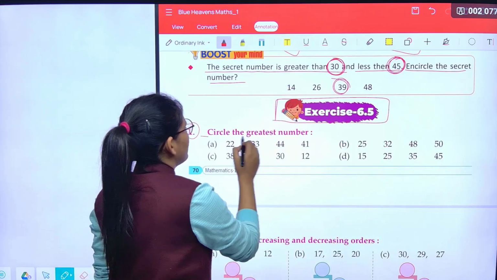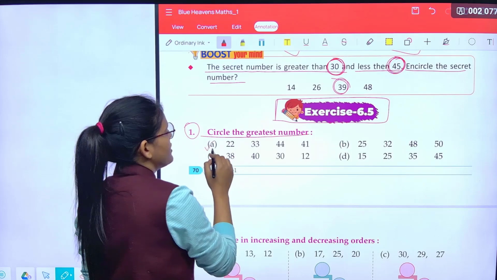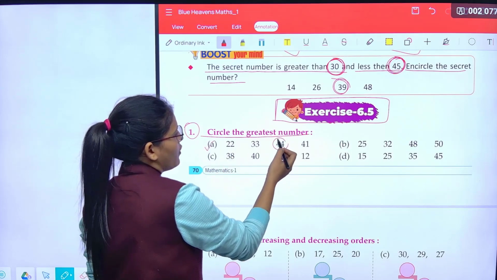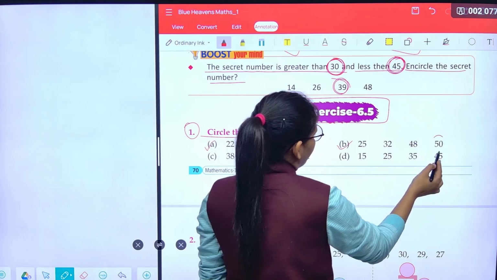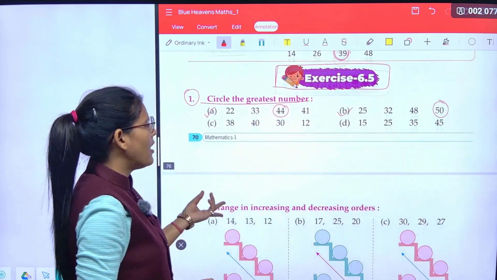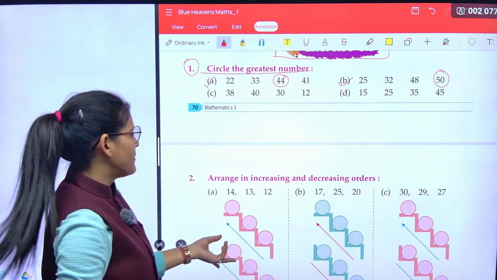Now class, come on exercise 6.5. Question number 1, circle the greatest number. So which is the greatest digit? It is 44. Here is 50. Rest of the parts, do yourself class.